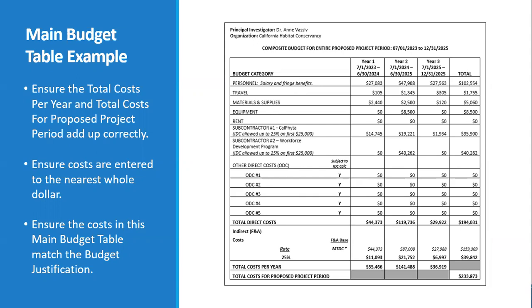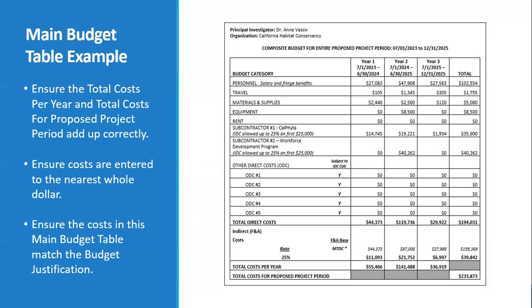Ensure that those total costs per year and total costs for the proposed project add up correctly. Again, that is vital. I can't state that enough. And that costs are entered to the nearest whole dollar and are rounded correctly there. And ensure that the costs in this main budget table also match the budget justification.